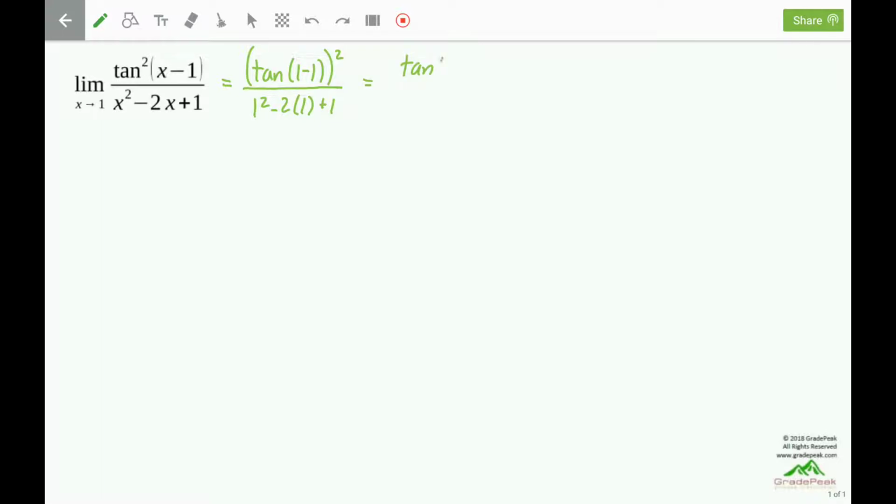We have the tangent of 1 minus 1, which is 0, quantity squared, divided by 1 squared, which is 1, minus 2 times 1, which is minus 2, then plus 1. The tangent of 0 equals the sine of 0, which is 0, divided by the cosine of 0, which is 1. 0 over 1 is a 0, so we have a 0 squared, divided by 1 minus 2, which is a negative 1, plus 1. 0 squared is 0, minus 1 plus 1 is 0.